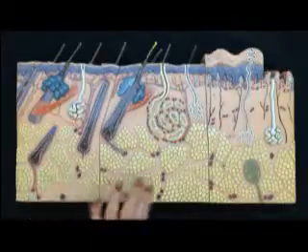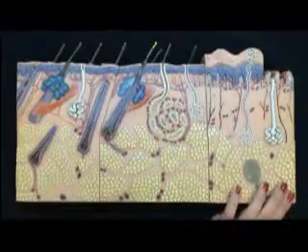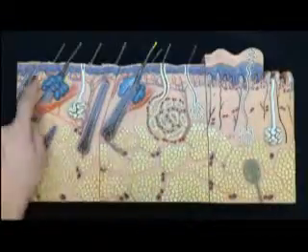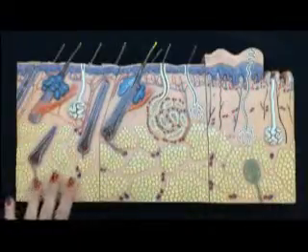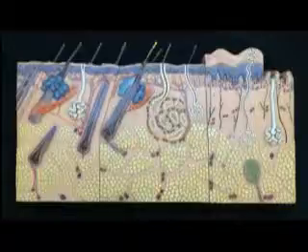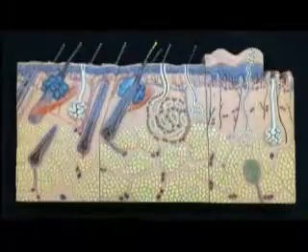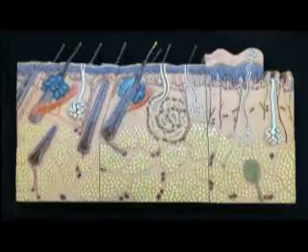Now this model is separated into three sections. Two of them have hair, one does not. On this side, we're looking at just regular hair. You can look at this as being on your arm, or on your scalp, whatever the case may be.